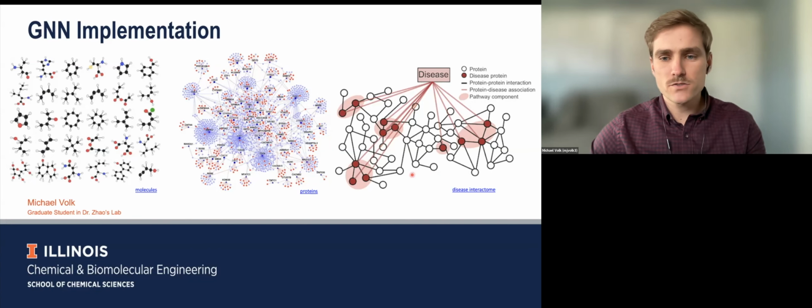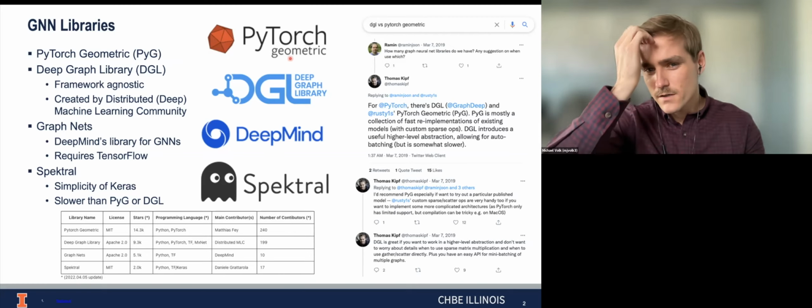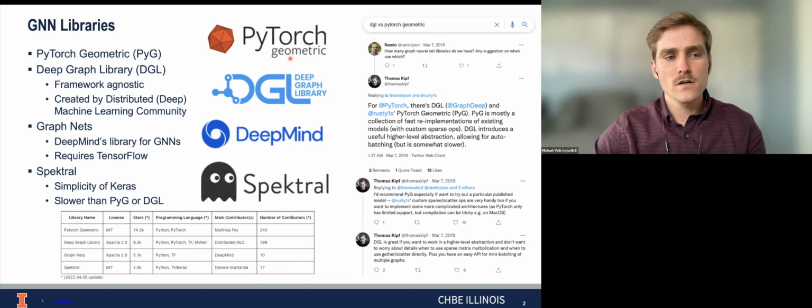So that's where our interest in graphs comes from, and I'll jump right into it. The available graph neural network libraries are as follows. There's PyTorch Geometric, which is what I'm going to be focusing on for the remainder of the talk. There's the Deep Graph Library, DGL. I don't have much description here because I'll be talking about it later, but it's built on PyTorch.